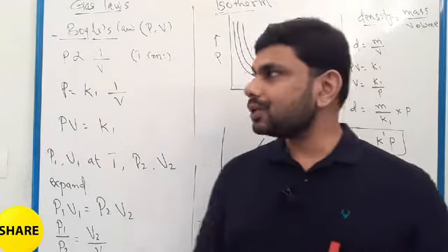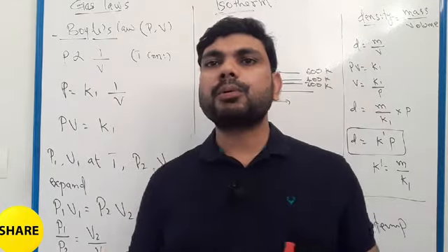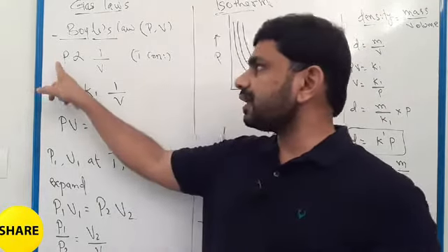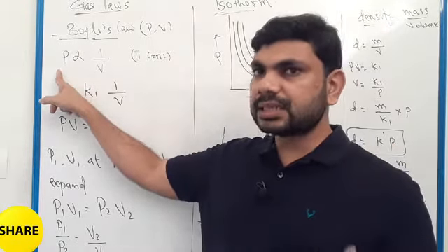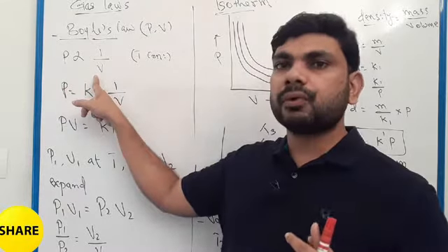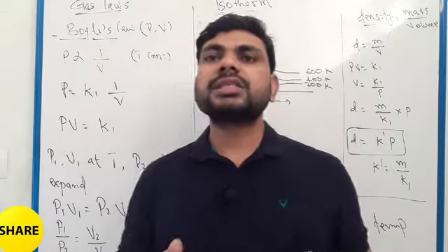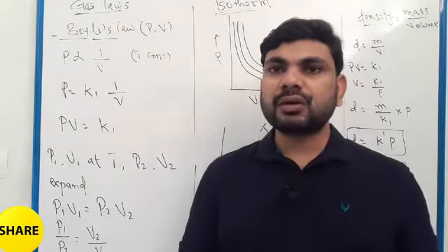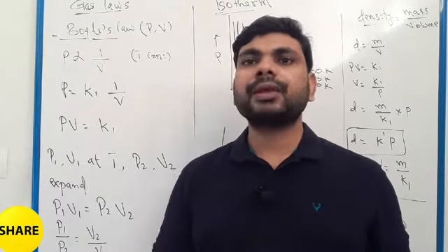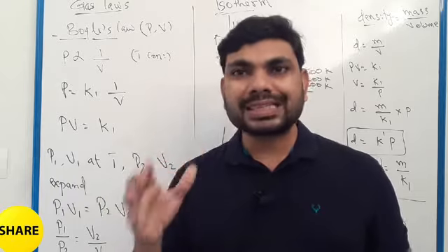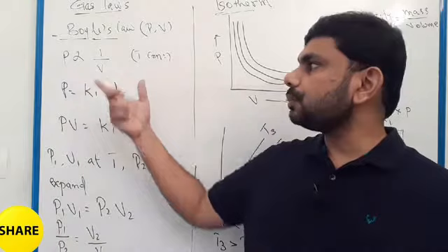According to Boyle's law, the pressure of a given mass of gas is inversely proportional to its volume at constant temperature. Temperature must be constant. This is called Boyle's law.